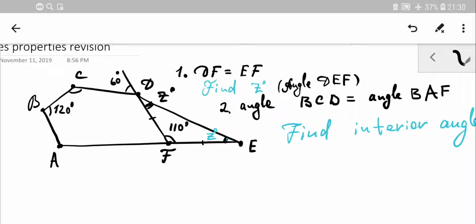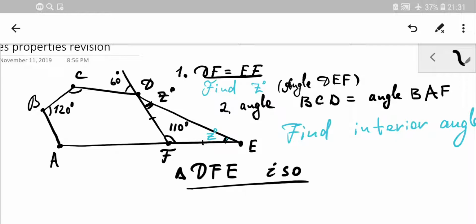Pay attention to the triangle, because the angle is inside the triangle. Using DF equals EF, we can figure out it's isosceles. So we can say that triangle DFE is isosceles. Obviously the two angles near the base should be equal, which is why they're marked. So angle FDE and angle FED are equal, and we mark them as Z.